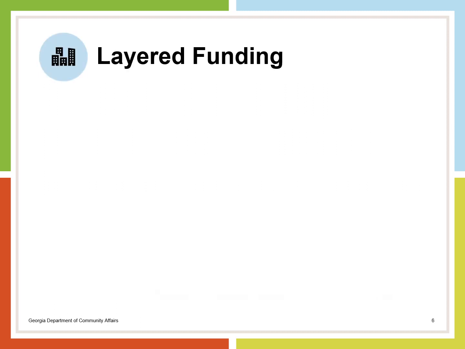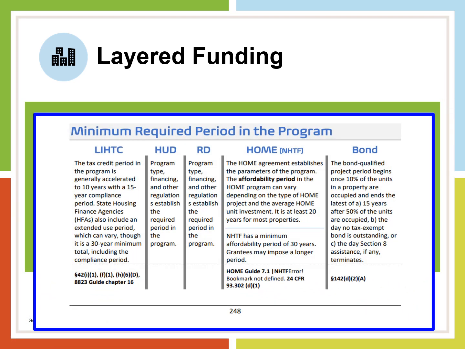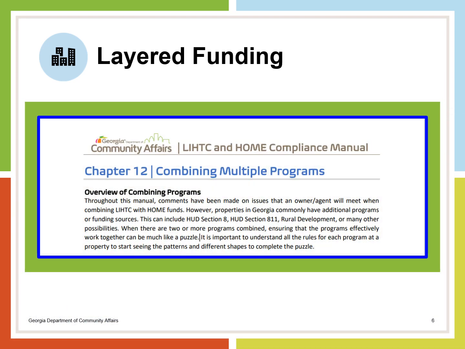The DCA LIHTC and HOME Compliance Manual provides lots of examples, tables, and comments on how owner agents will meet compliance requirements when combining LIHTC and HOME funds. However, properties in Georgia commonly have additional programs or funding sources. This can include HUD Section 8, HUD Section 811, Rural Development, or many other possibilities. Ensuring compliance for combined programs can be much like a puzzle, the manual states. Well, you don't have to solve any puzzles here.